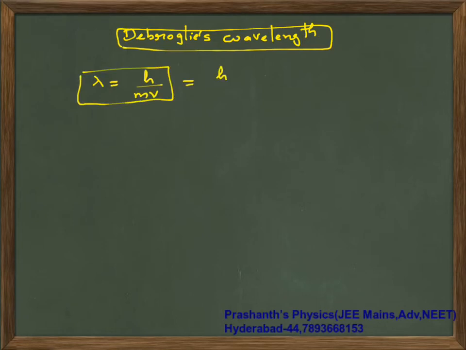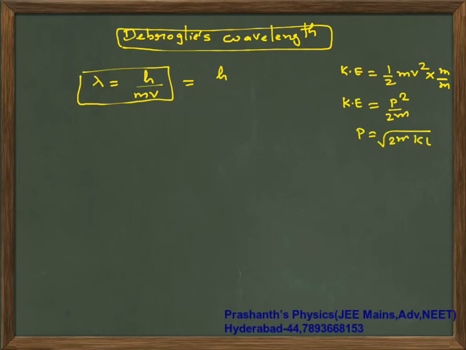which is equal to h by mv. Your kinetic energy is actually half m v square. If you multiply by m by m, you get momentum p square by 2m equal to KE. Your momentum p is under root 2m KE. So h by p can be written as h by under root 2m into KE. This is your basic de Broglie's wavelength equation. But what is this exactly, to be precise?